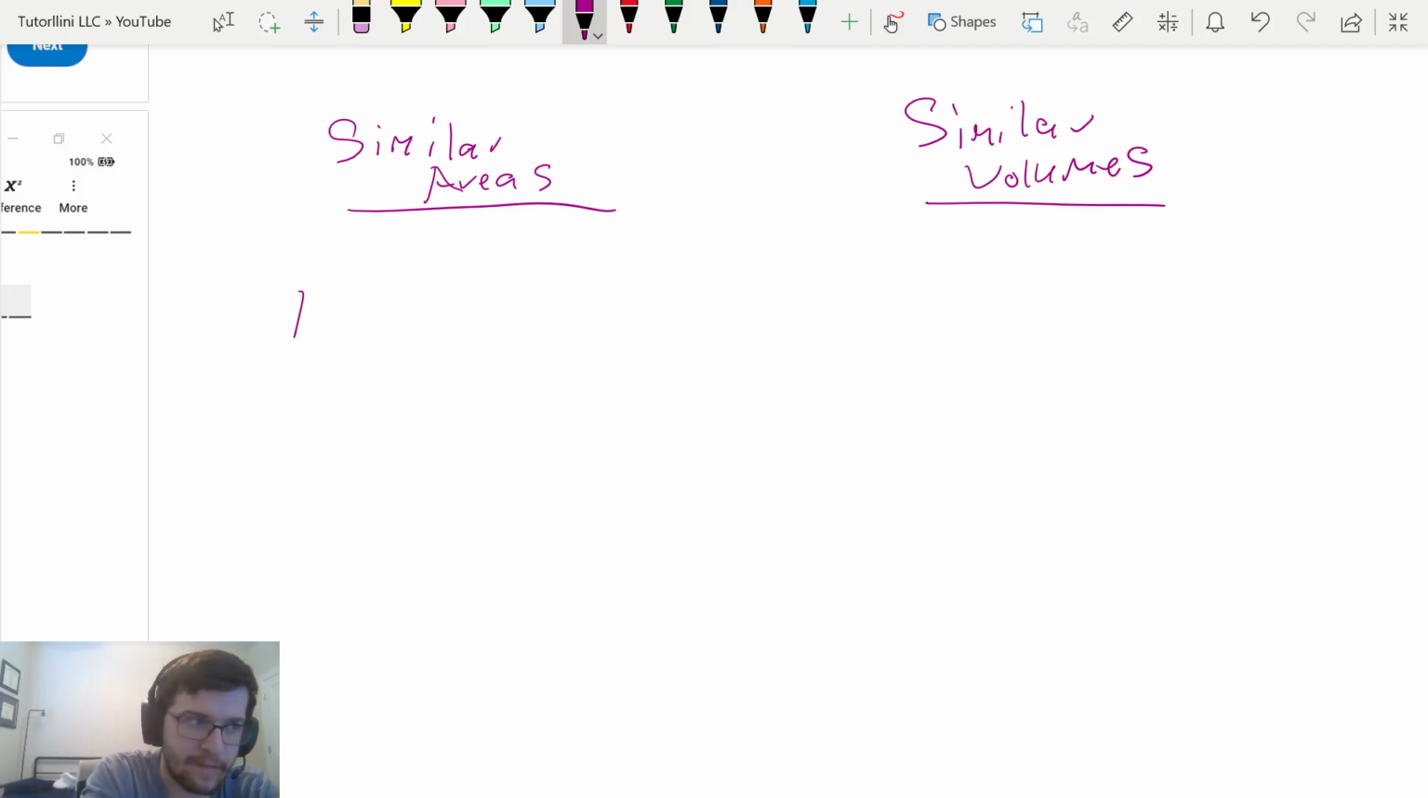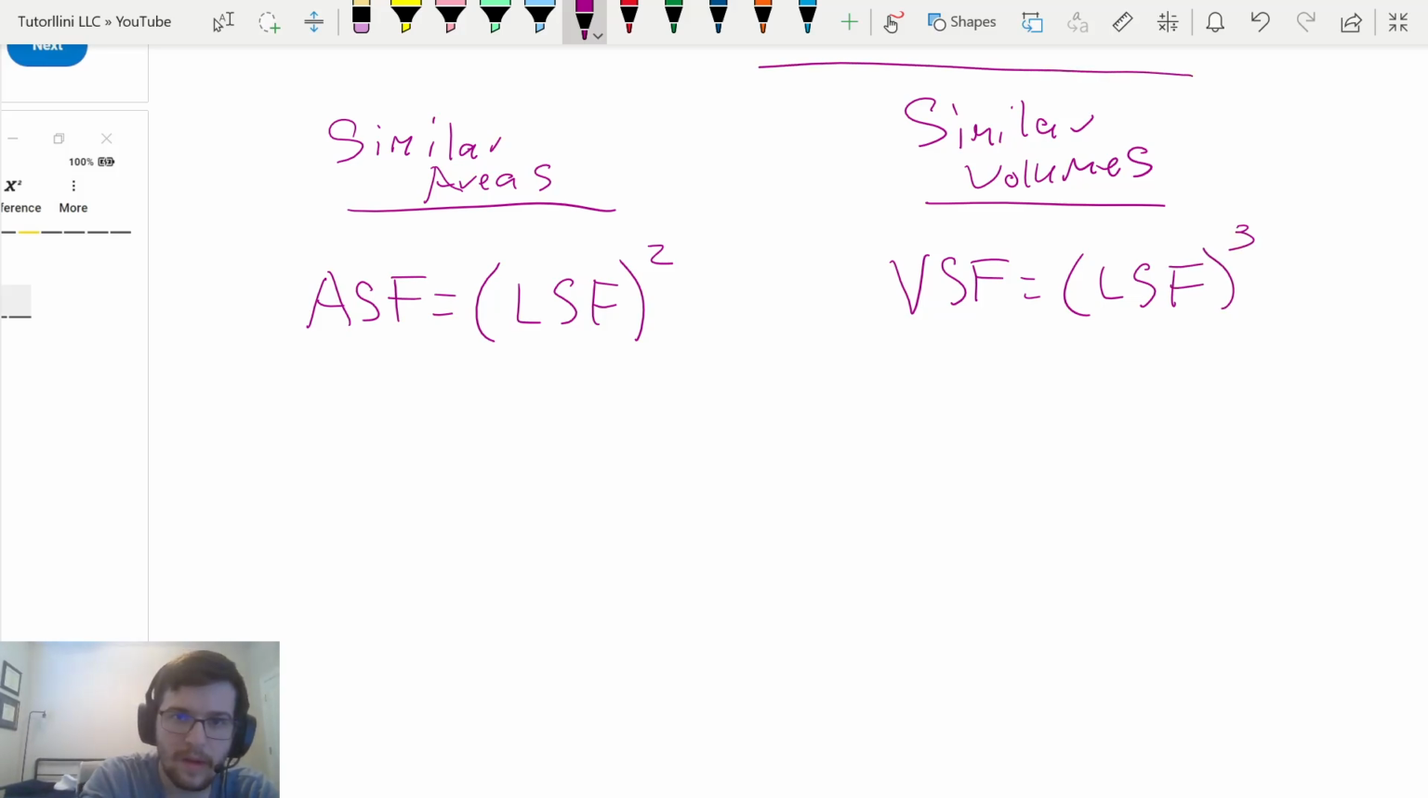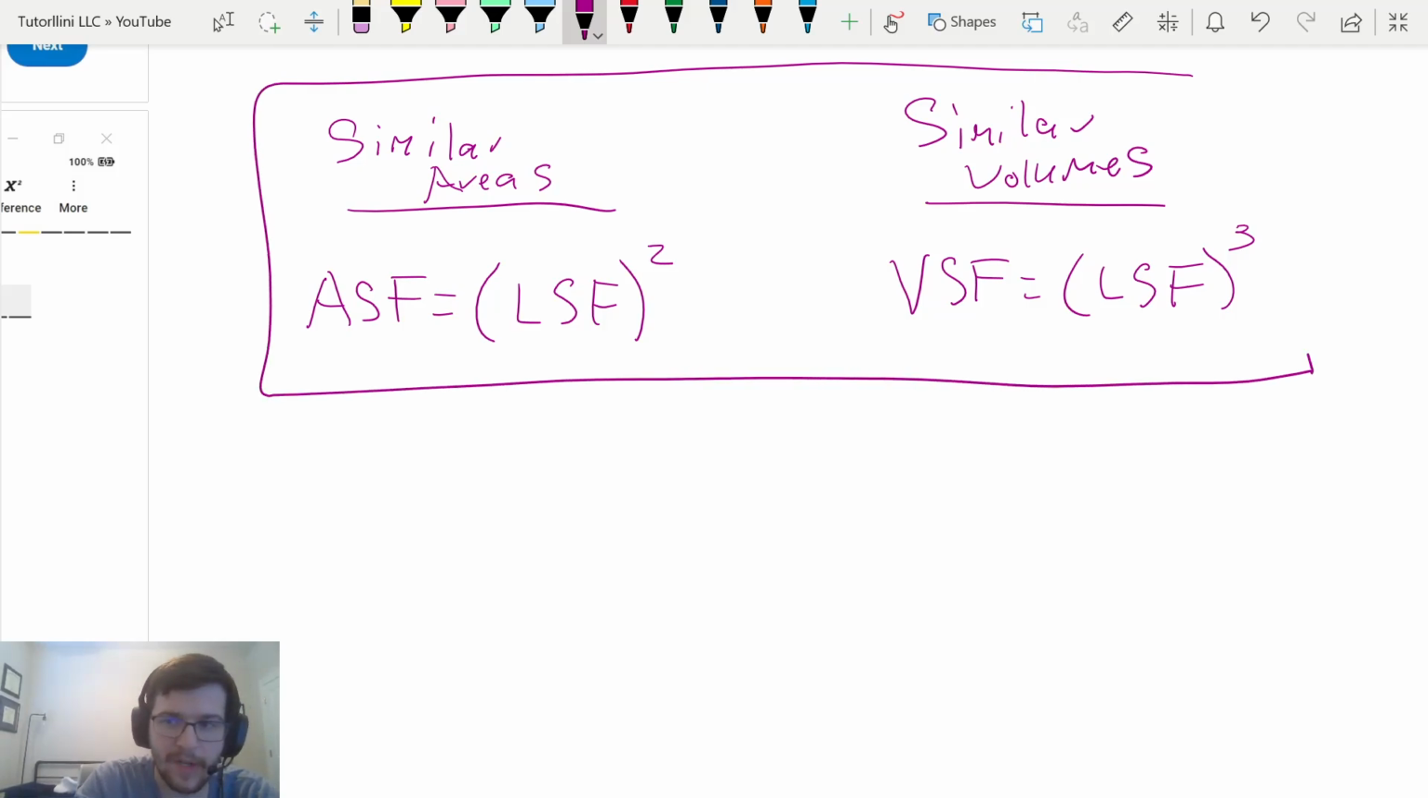And here's what you got to know. The area scale factor is equal to the linear scale factor squared, and the volume scale factor is equal to the linear scale factor cubed. So I would take a minute, pause this, write those down.